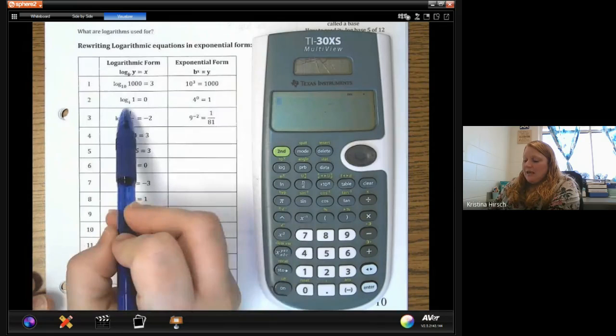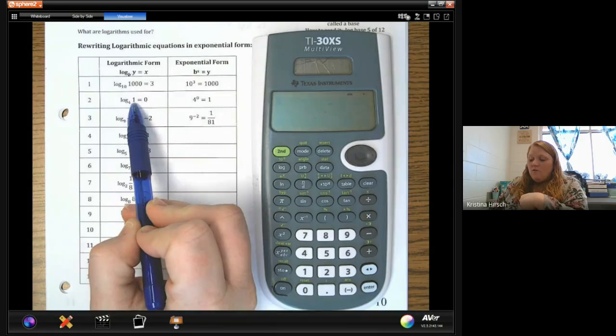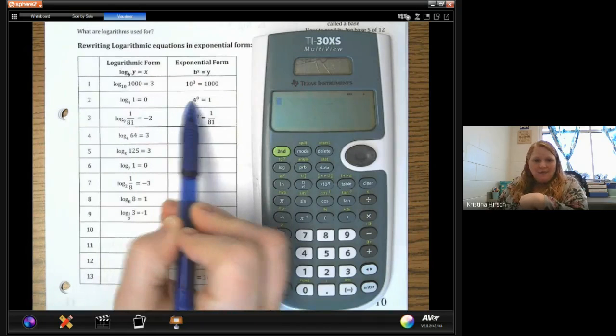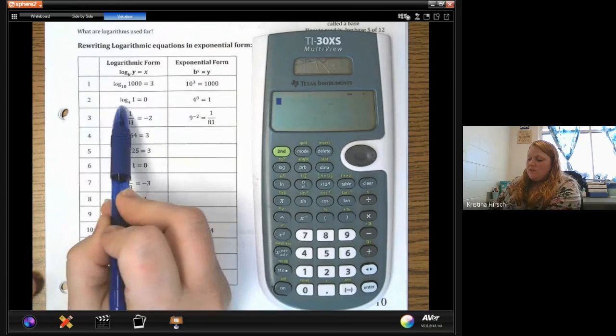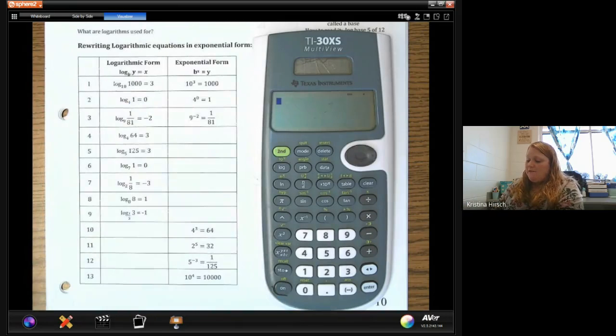Well, then when we look at the second one, you're saying, okay, self, 4 to what power gives me 1? Well, 4 to the 0 power gives me 1. Left to the right equals the middle, all right? So that's where that's coming from.